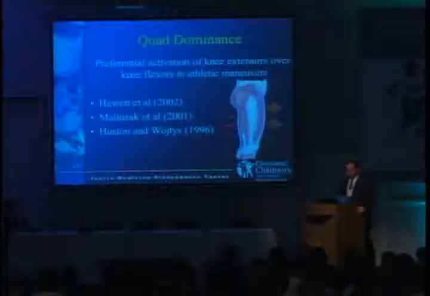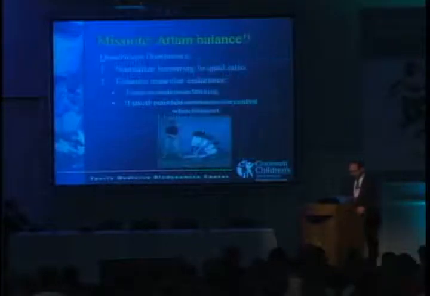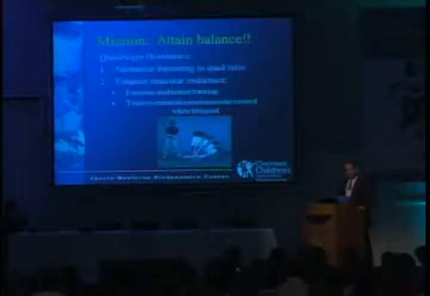Well, what about the imbalance of quad dominance? As we reviewed from yesterday, quad dominance is defined as the preferential activation of knee extensors over knee flexors in athletic maneuvers. If we are trying to attain balance related to our quadricep dominance imbalance, we want to try to normalize the hamstring to quadricep ratio and enhance muscular endurance and muscular recruitment as well.